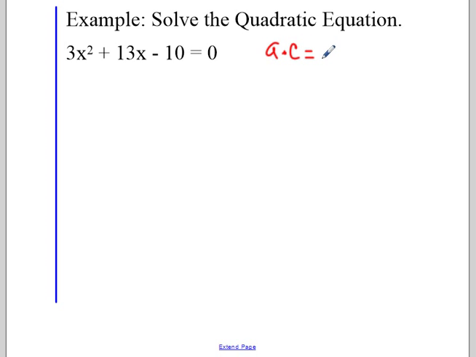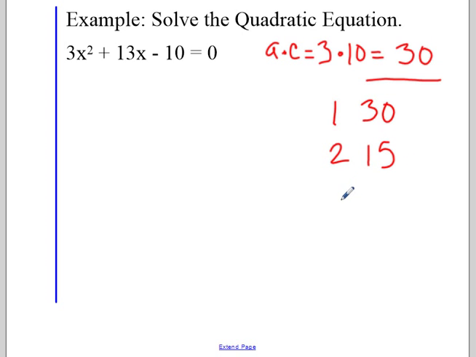A times C in this problem is 3 times 10, which is 30. What are the possible factors of 30? Well, one combination, of course, is 1 and 30. Another combination is 2 and 15. We could also have 3 and 10. And we could also have 5 and 6. Which one of these combinations actually creates the 13x in the middle of the trinomial? I think that's going to be the 3 and the 10.